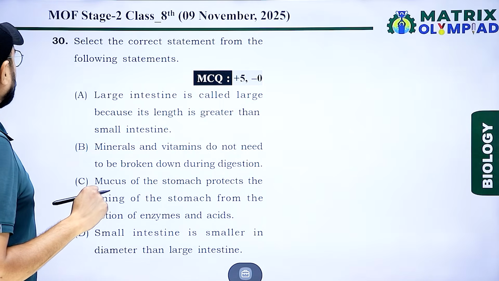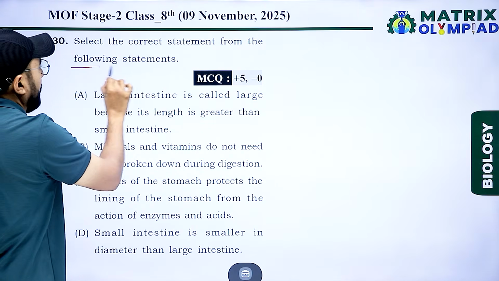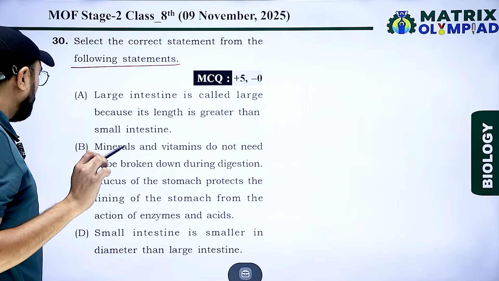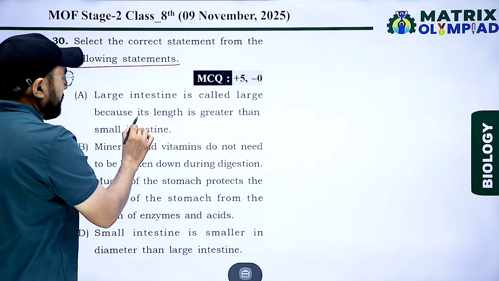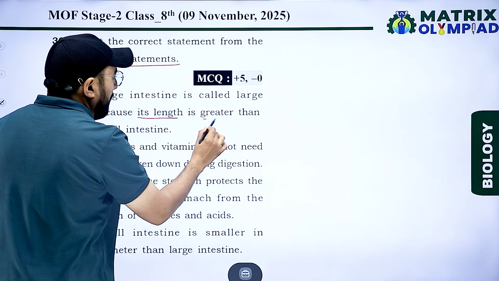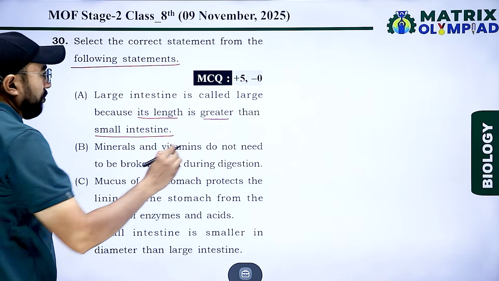Next, select the correct statement from the following statements. Option A, the large intestine is called large because its length is greater than the small intestine. No.